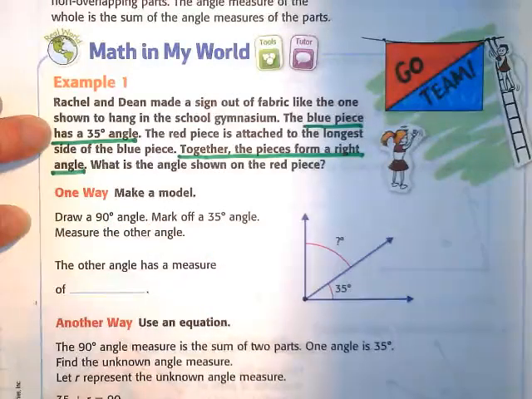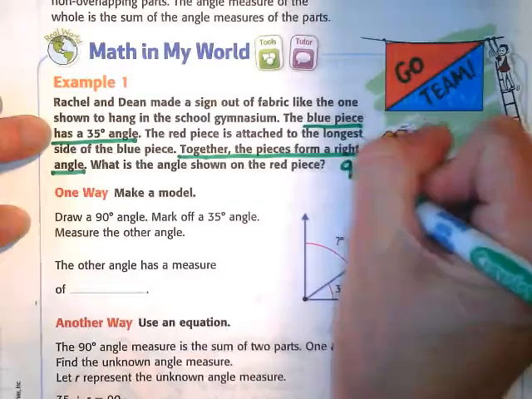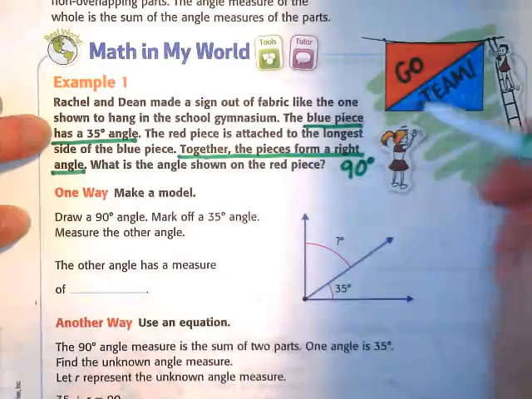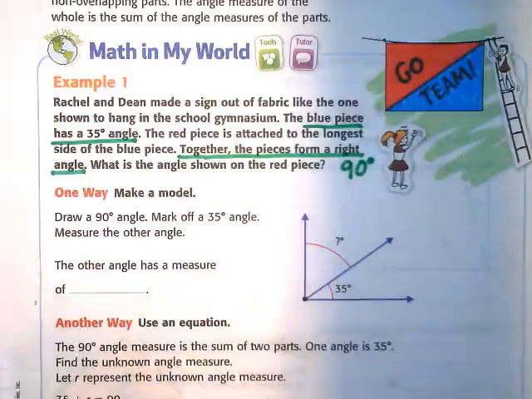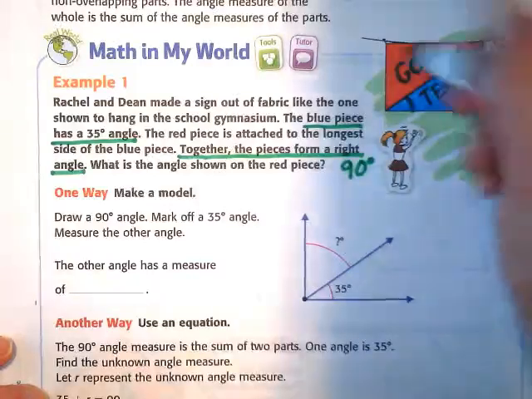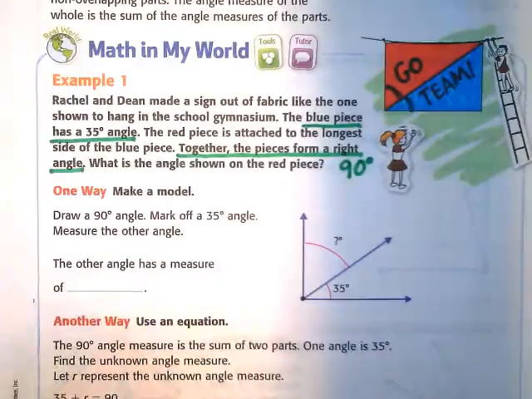Now, if you remember, a right angle is 90 degrees. So we know that together, both of these angles, so what they're saying is that this angle and this angle together equal 90 degrees.